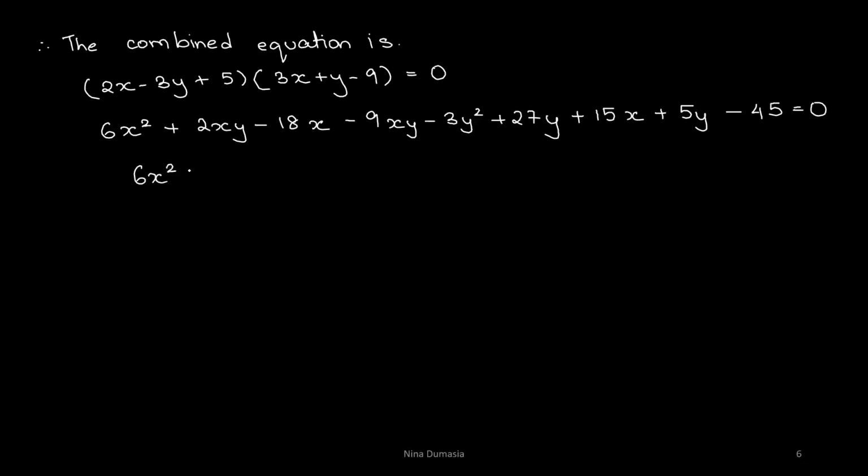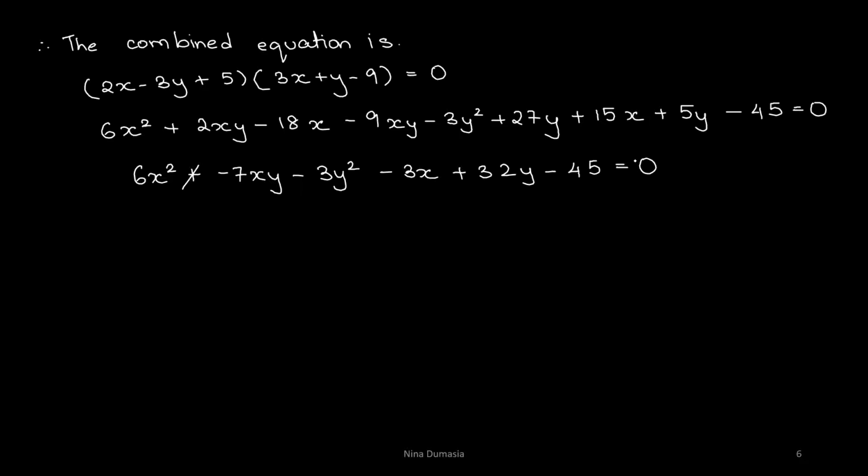Now let's combine all of this. So we get 6x square plus we have 2xy minus 9xy. So this is not plus, this will become minus 7xy. Then we have minus 3y square. Now next for x we have minus 18x plus 15x. So that is minus 3x. For y we have 27y and 5y. So on adding we get 32y. And then the constant part is just minus 45 is equal to 0. This is the combined equation of those two lines.